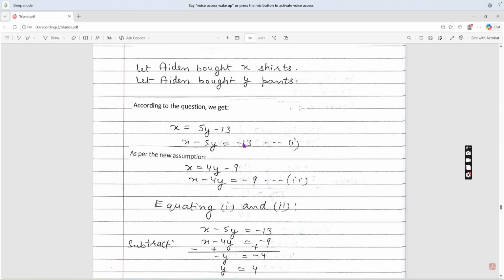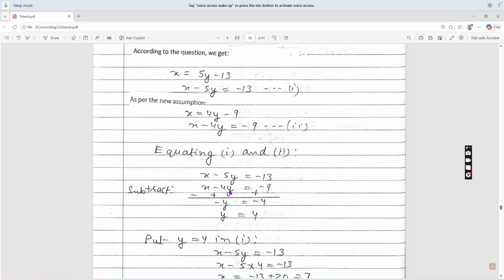Now we are going to subtract equation 2 from equation 1. x minus 5y is equal to minus 13, x minus 4y is equal to minus 9. Now we are going to subtract, plus becomes minus. So x minus x is equal to 0, and minus becomes plus. So minus 5 plus 4, yes, y is equal to minus 1y. And minus 13 plus 9 is equal to minus 4. So y is equal to minus 4 upon minus 1, that is equal to 4.